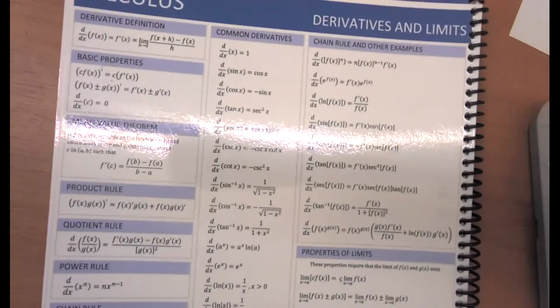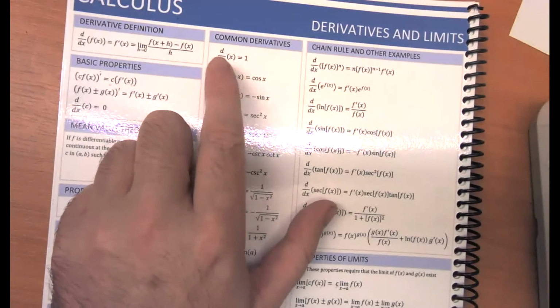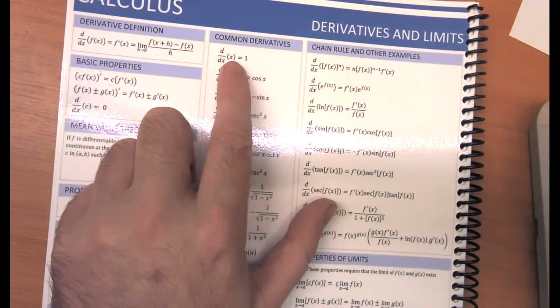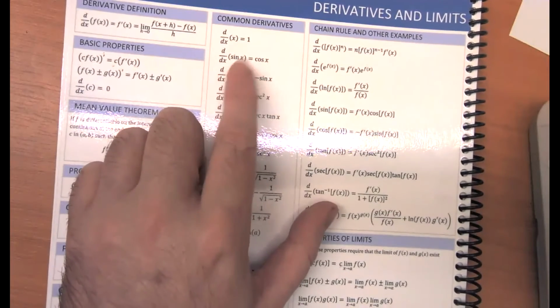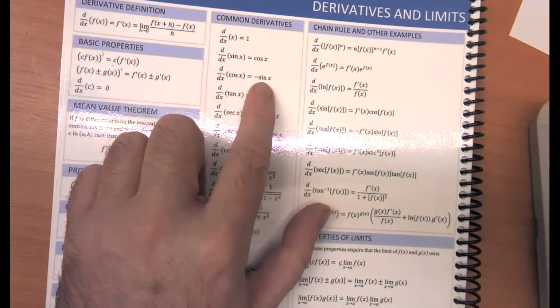Okay, so this has started to give us a good collection of derivative functions. Let's take a look at this, which is the reference sheet for derivatives and limits. I have shared this with you before. So we'll look at the common derivatives and we'll see some things that we've already figured out. The derivative with respect to x of x is equal to 1. The derivative with respect to x of sine x is cosine x. The derivative with respect to x of cosine x is negative sine x.